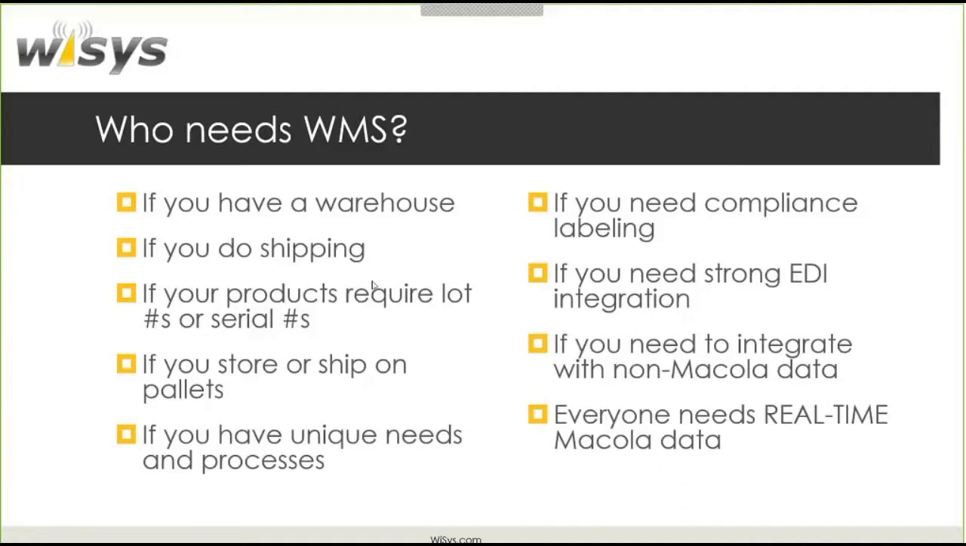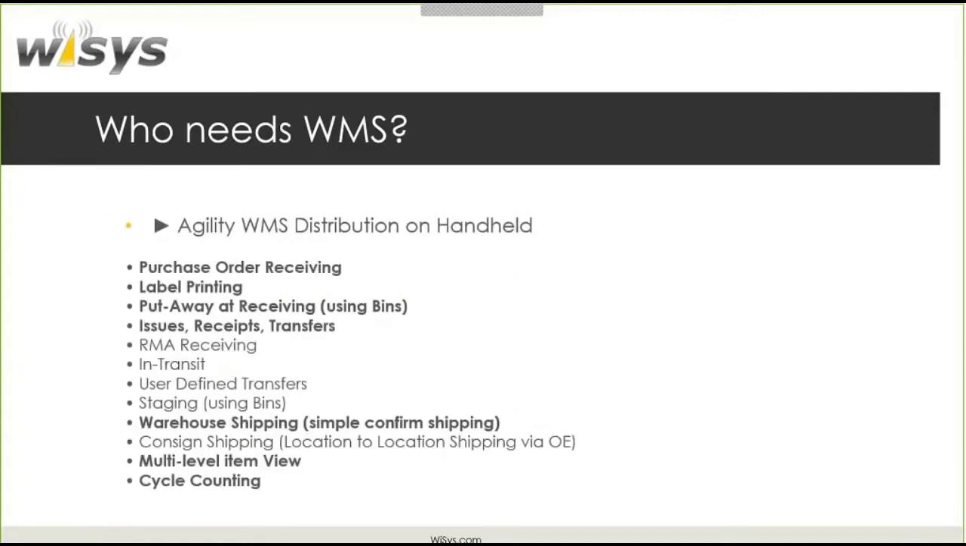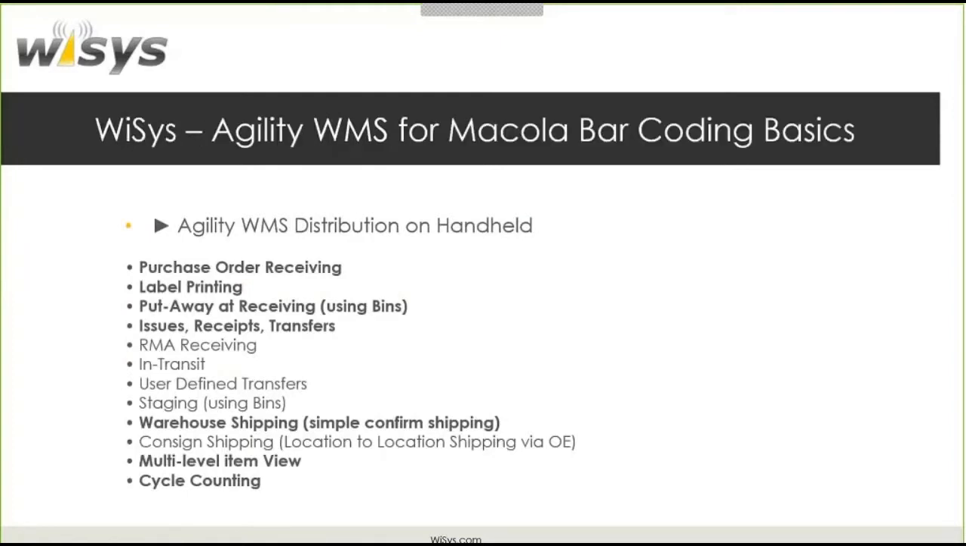Everybody that looks at a warehouse system primarily would like to know what's really happening in real time with their data. Those are reasons that I think are important to look at a warehouse. If you were to get a proposal from WiSys, one of the modules is the Agility WMS Distribution on Handheld. WiSys is our company, Agility is our brand, and we're going to look at the warehouse module primarily on the handheld, and I'm going to show you some administrative things on how we automate processes on the desktop that match up with the handheld.